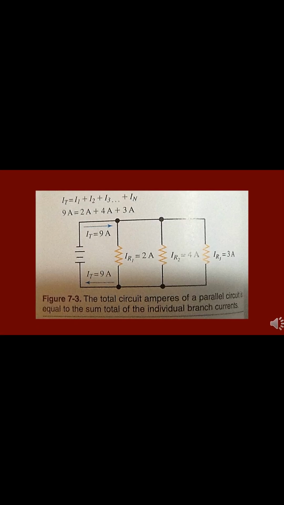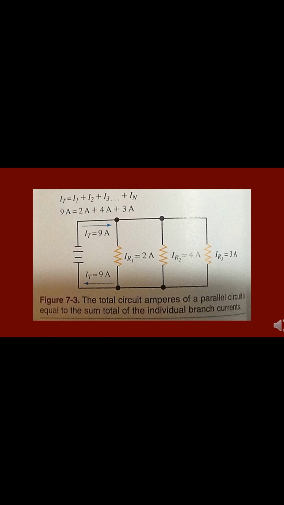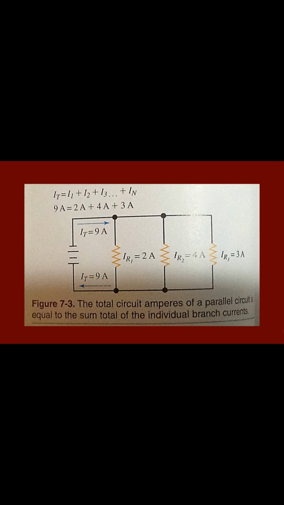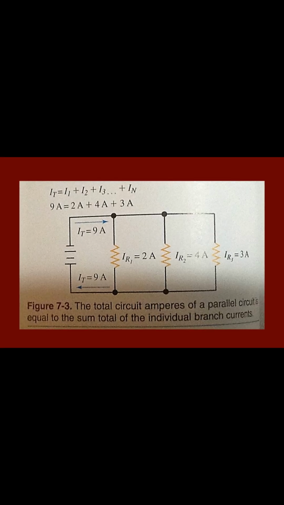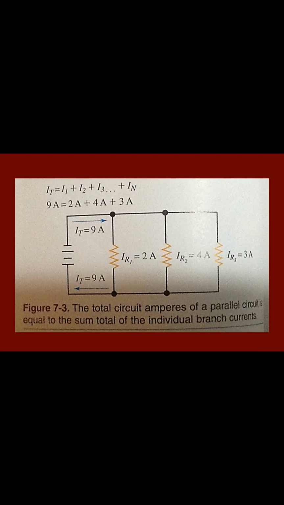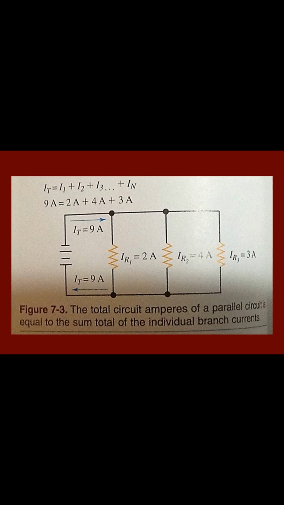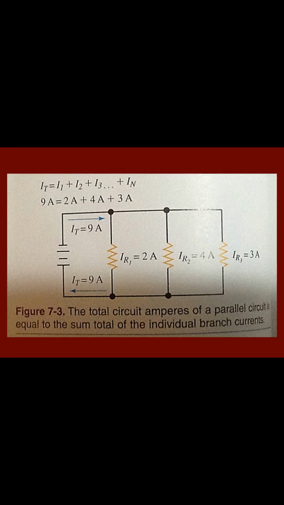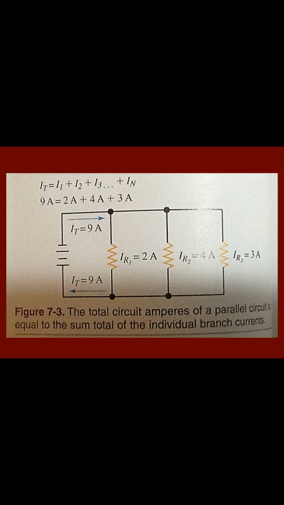Since the total current in a parallel circuit is equal to the sum of the branch currents caused by each individual resistance, the formula can be written as seen on the screen, where N is the total number of currents. Work through the circuit shown in figure 7-3. You can see that the sum total of the three individual resistor currents equals the total source current of 9 amperes.